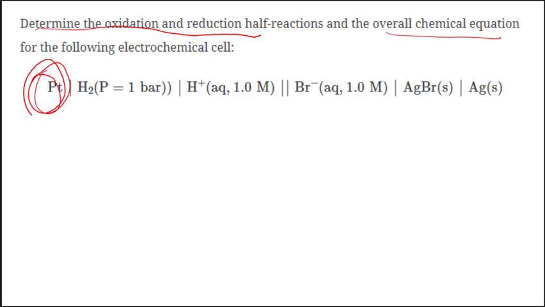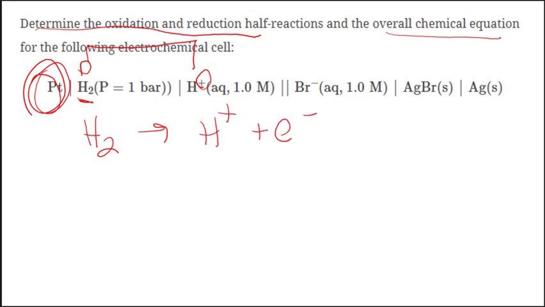Once I see platinum, I know that must be the electrode. I'm going to look at H2, which has an oxidation number of 0, and H+, so going from 0 to plus 1 would be my oxidation, or the anode. So I would say H2 to H+, which means I would have an electron on the right. But then I go back and I go, oh, I have two H's on the left, so I would need two H+, which then means I need two electrons.